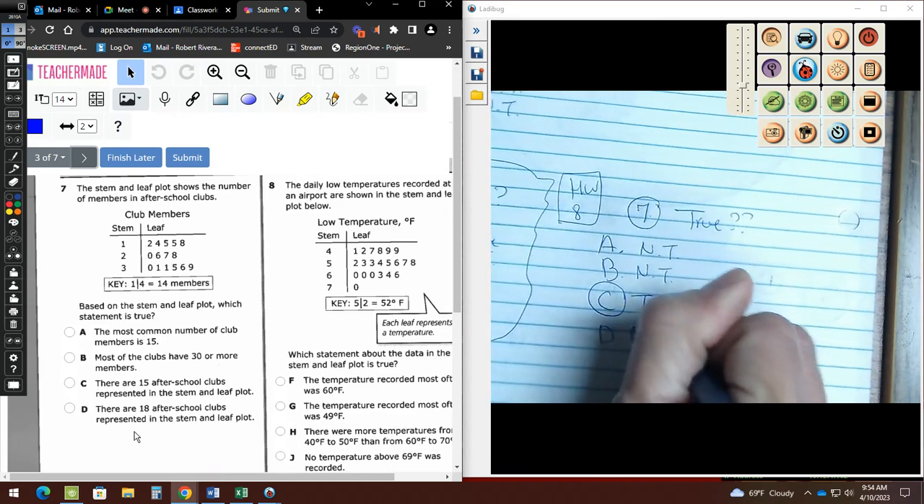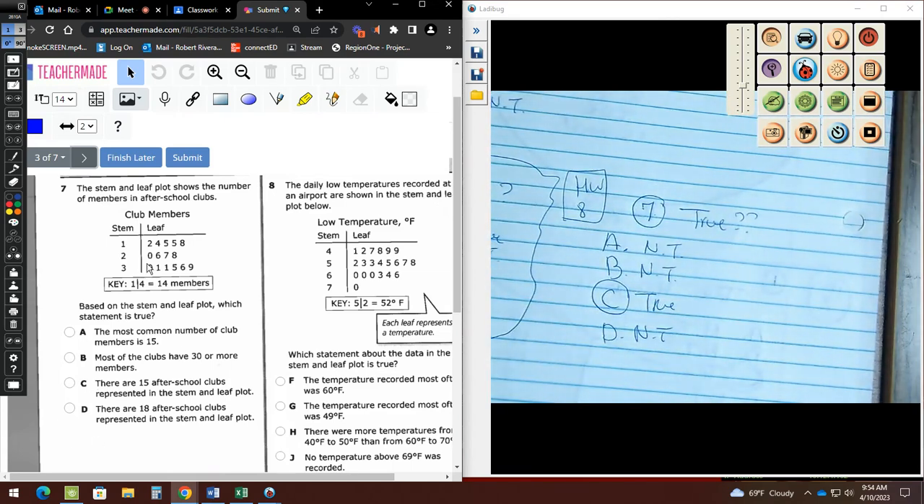D is not true. Do you understand what I did? These are the amount of data points. 1, 2, 3, 4, 5, 6, 7, 8, 9, 10, 11, 12, 13, 14, 15. Okay? Questions?